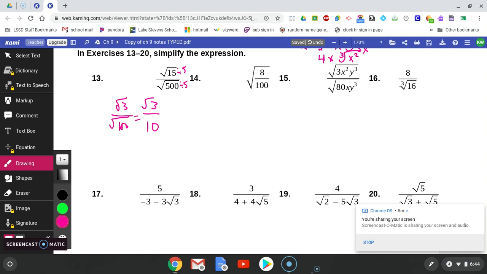It's not the only way I could have done it. I could have broken apart the 500 first and then simplified it at the end. But I would rather reduce at the beginning, make my number smaller to work with.